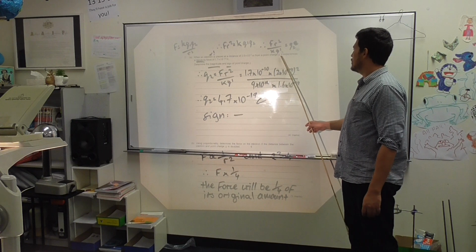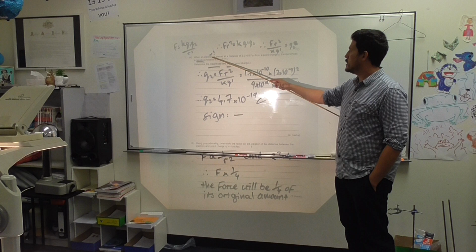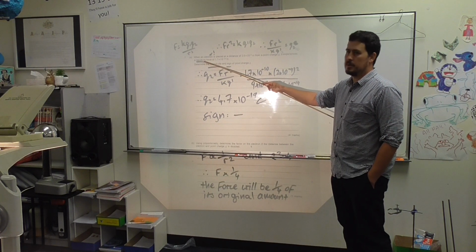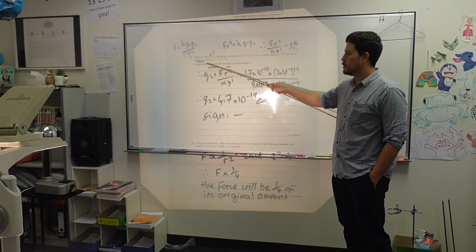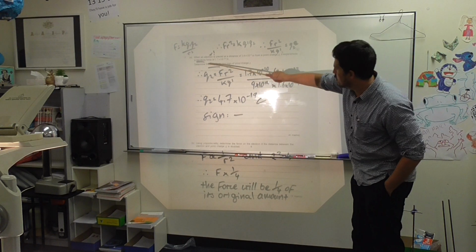Okay, point charge Q1 experiences a repulsive force. Now, if the electron is experiencing a repulsive force, what's it going to tell you about the sign on the other thing? Well, it's got to be negative, doesn't it? Because if it was positive, it would be attractive. So we've already determined it's negative, as a result of reading the word repulsive.